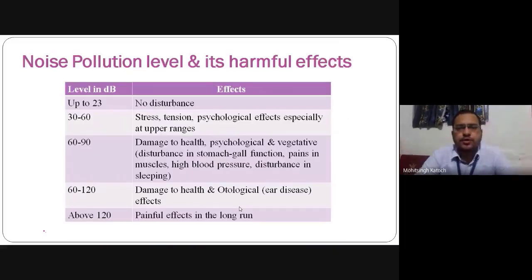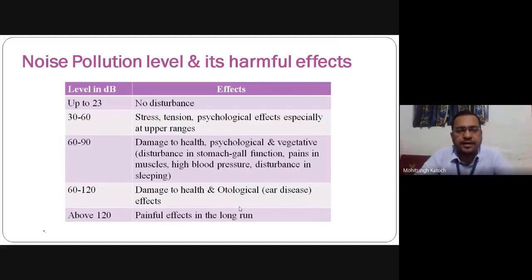This particular table shows various harmful effects of noise pollution on human beings depending upon the level of noise pollution. From 0 up to 30 decibels, there is no disturbance in the normal human life. When the decibel range is between 30 to 60, stress, tension, and psychological effects occur, especially at the upper ranges of 50 to 60 decibels.